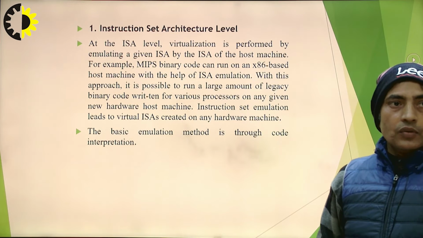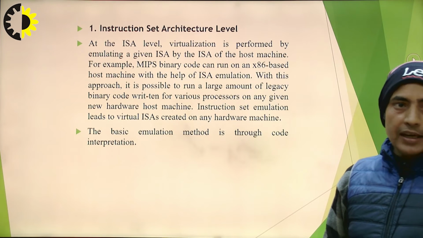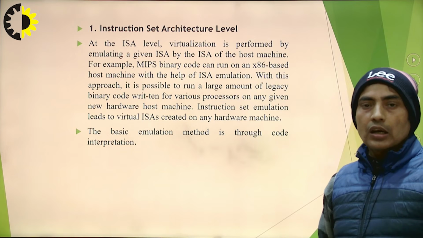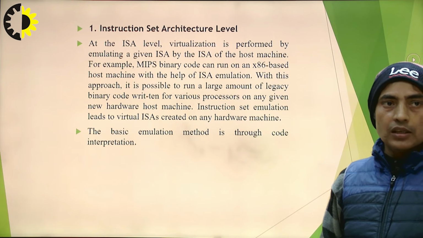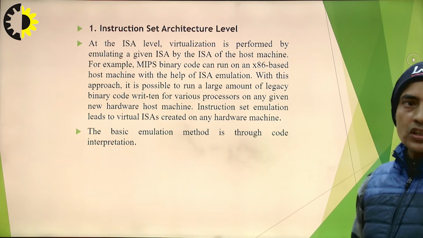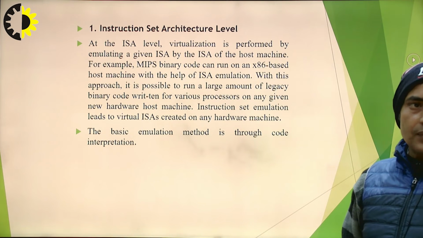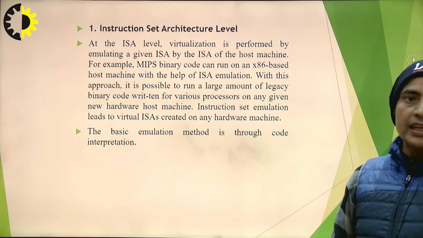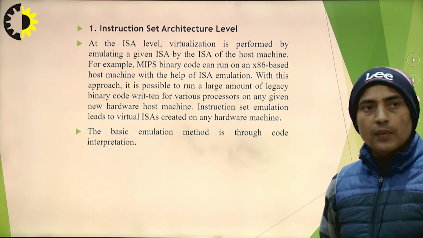For example, MIPS binary code can run on an x86 based host machine with the help of ISA emulation. With this approach, it is possible to run a large amount of legacy binary code written for various processors on any given new hardware host machine.